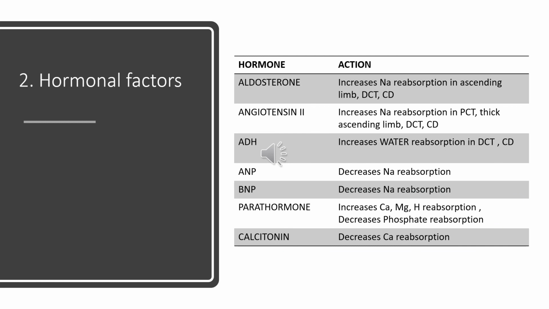Next is hormonal factors that regulate the tubular reabsorption. Here, the hormones which regulate the filtration rate and thereby the tubular reabsorption are listed. The aldosterone and angiotensin 2 increase the sodium reabsorption in different segments of the tubules. ADH increases water reabsorption from DCT and collecting duct. ANP and BNP decrease sodium reabsorption. Parathormone increases calcium, magnesium and hydrogen reabsorption, whereas it decreases the phosphate reabsorption. Calcitonin decreases calcium reabsorption.